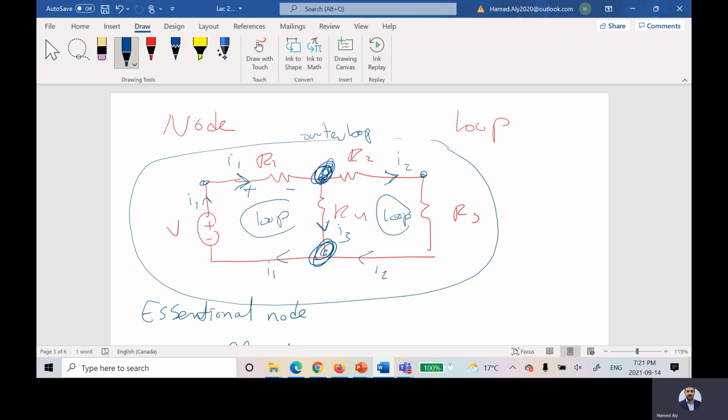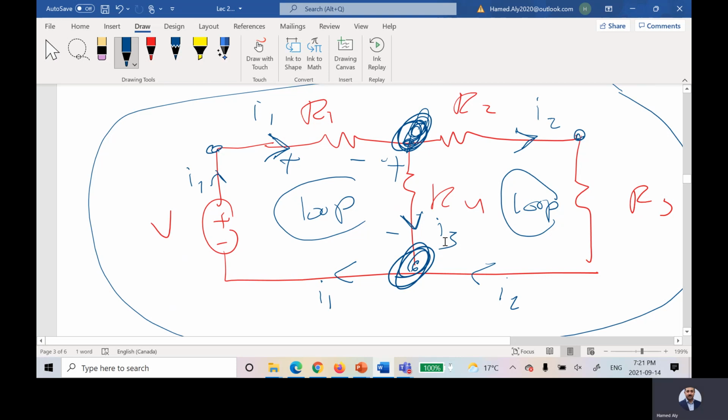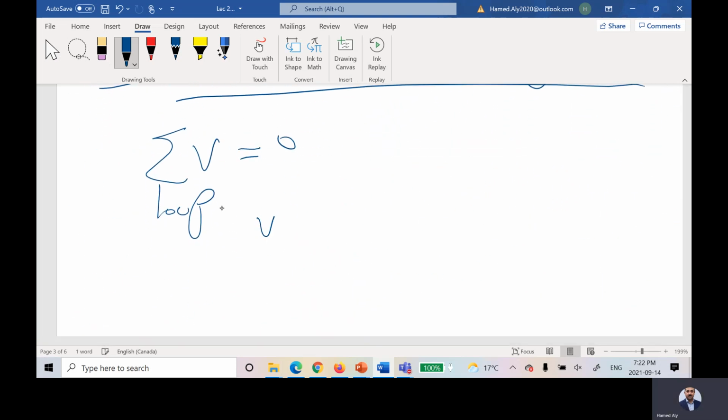Now, let us talk about R4. I will have positive, negative. Kirchhoff said what? Summation of the voltage for this loop is equal to 0. Okay, so I will say this voltage, which is V, and this voltage, which is I1 R1, and this voltage, which is I3 R4, equal to 0. Let me write that. So V, this is loop number 1, and I1 R1, and I3 R4 equals 0.